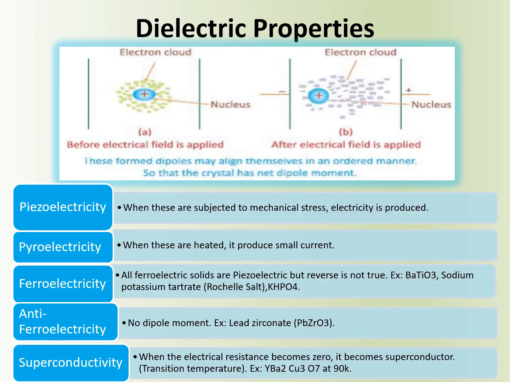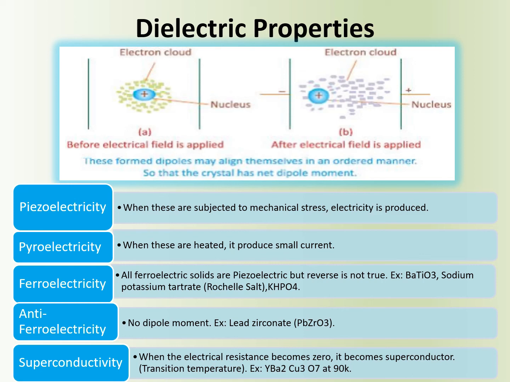The next one, dielectric properties. What are dielectric properties? An electric field is generated. See, this is the nucleus, which is surrounded by the electrons. This is the electron cloud, and this is the nucleus. So this is the normal state, with the electrons surrounding the nucleus.